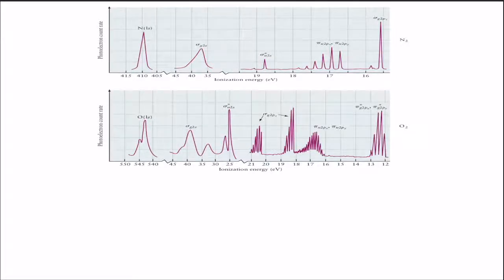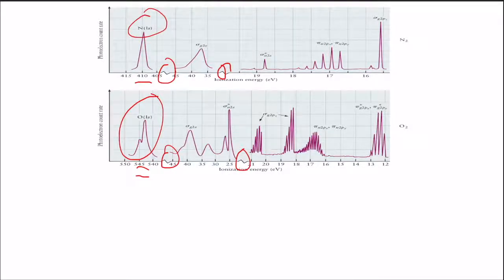For oxygen, we see that we have the 1s. Now don't be confused. This is 410, this is 545. I really like when plots are drawn from 0 to whatever number without any scaling and without any gaps. This scaling and gaps can make plots very, very confusing. But we have the 1s and the 1s.